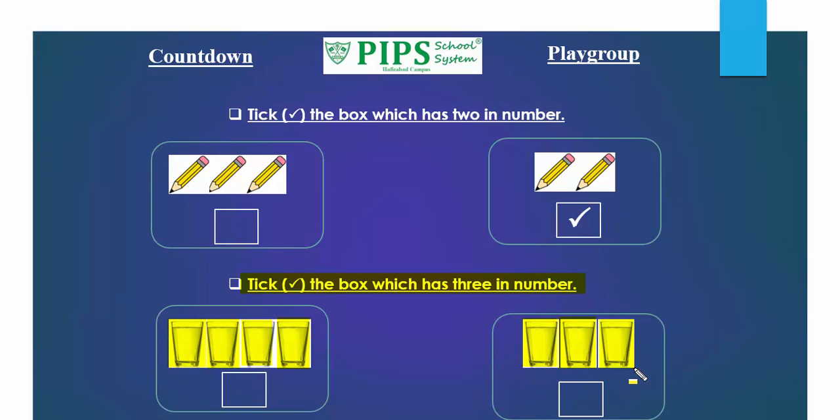So which group has 3 in number? The second box has 3 in number. Now we will tick the second box like this.